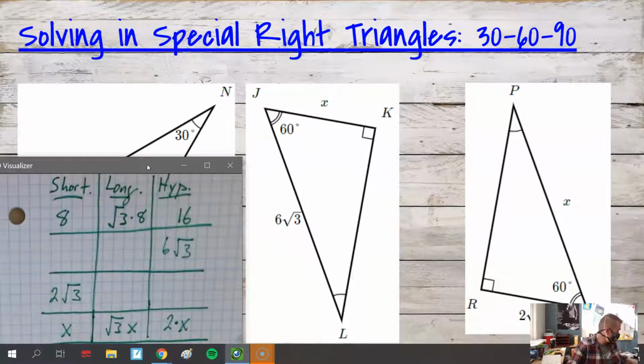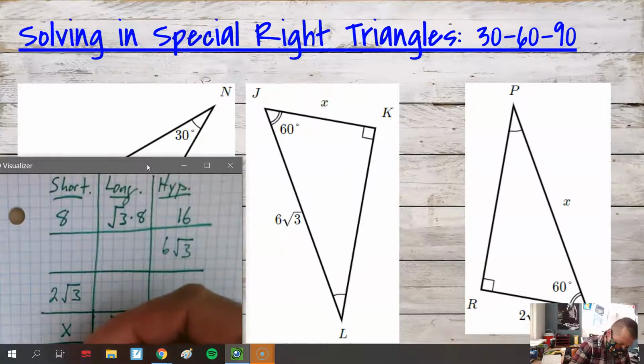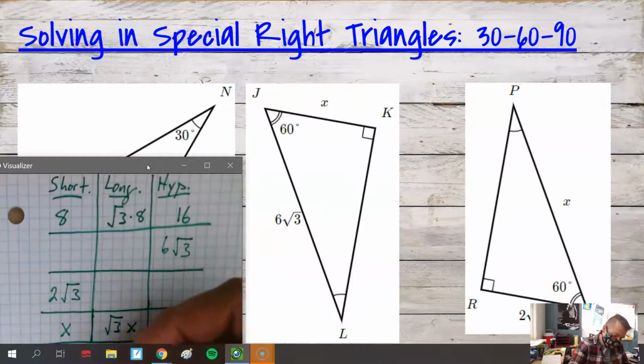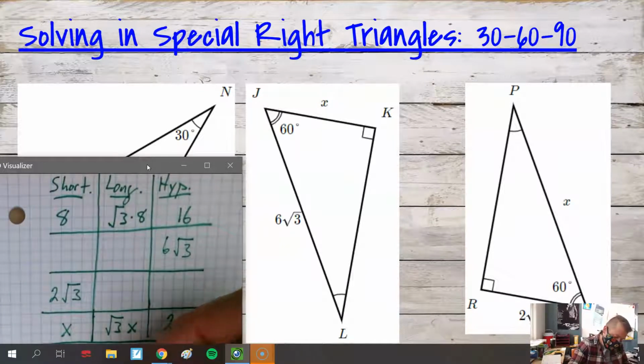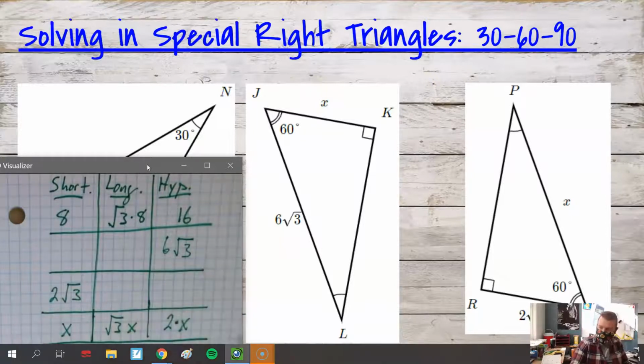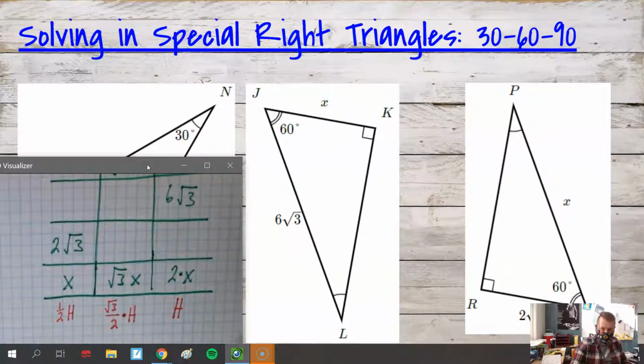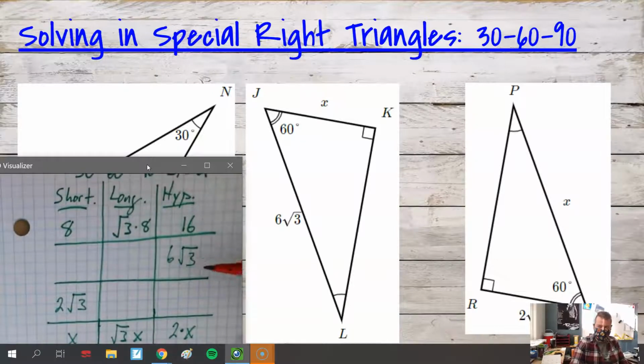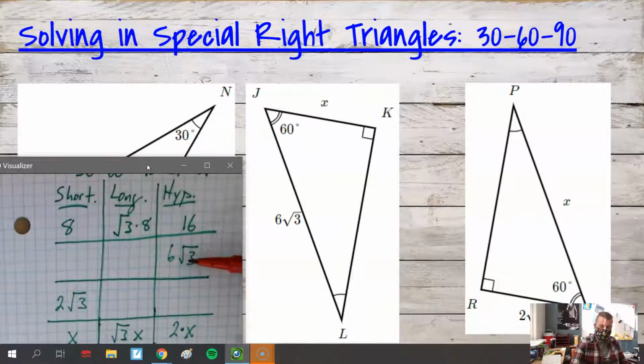Check your cheat sheet if you need. My short leg is half. This is so weird. Radical 3 over 2. Because if we come back up here where we were given the hypotenuse, and here's the trapdoor you're going to fall in, what is the short leg here? It's half of it. Right? The short leg is half of the hypotenuse.